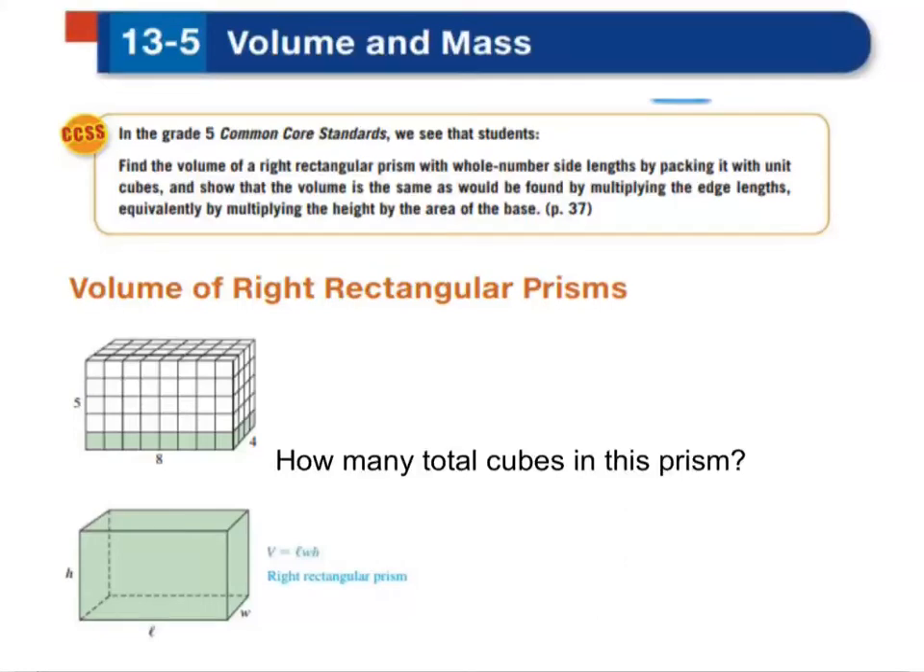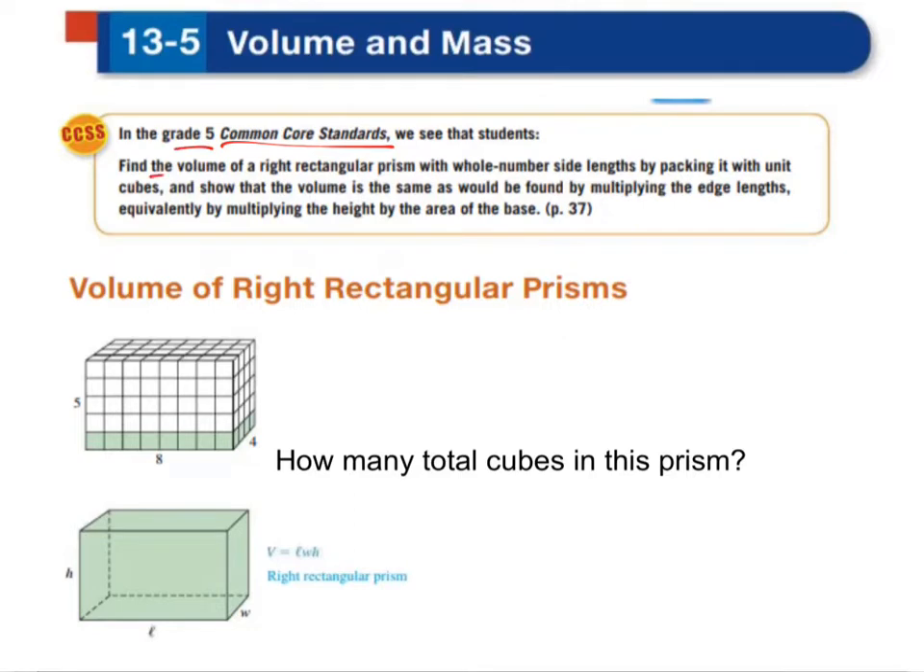Okay, so here we are in section 13.5. We're talking about volume and mass. So we're finishing our three-dimensional measurement. Last section, 13.4, that was surface area. Now volume and mass. Okay, so we start off with our Common Core Standards grade 5.